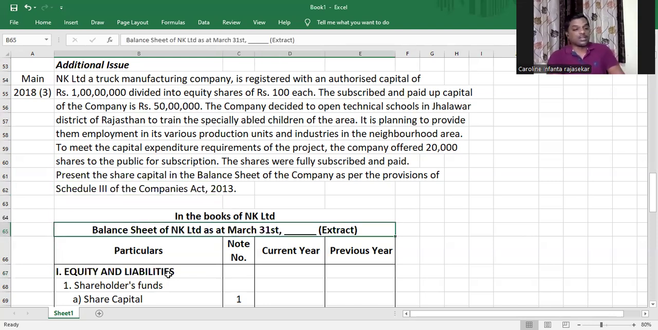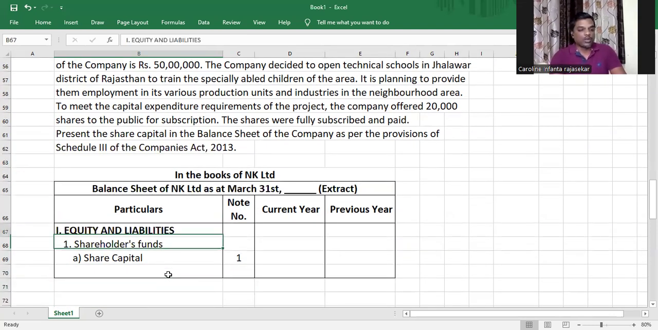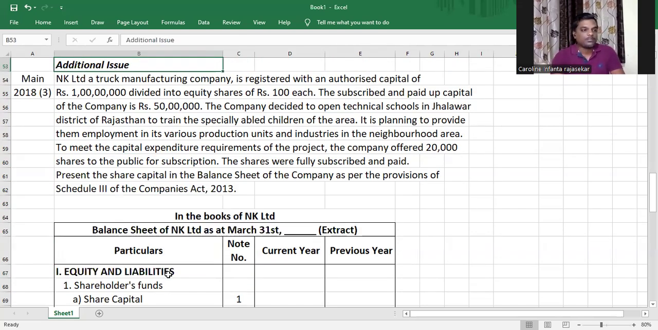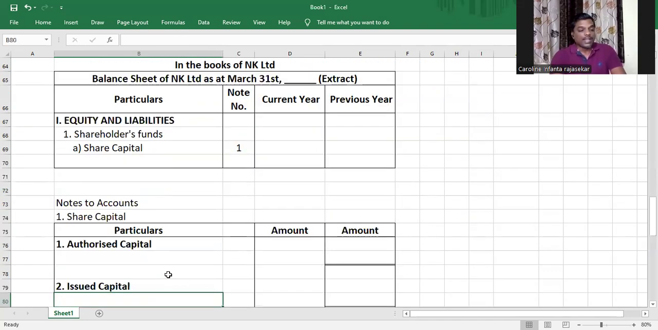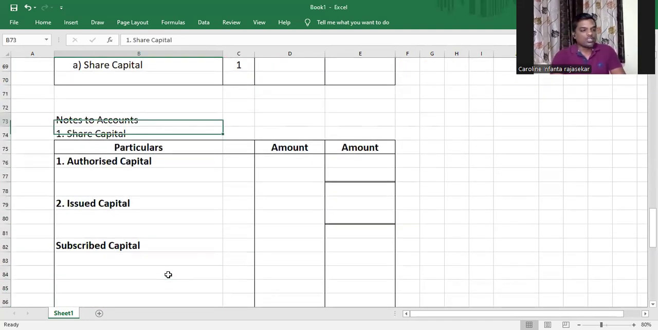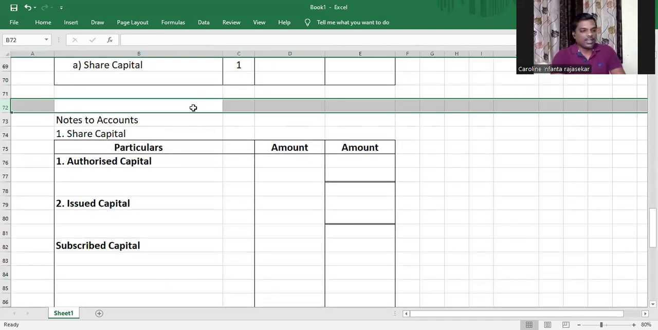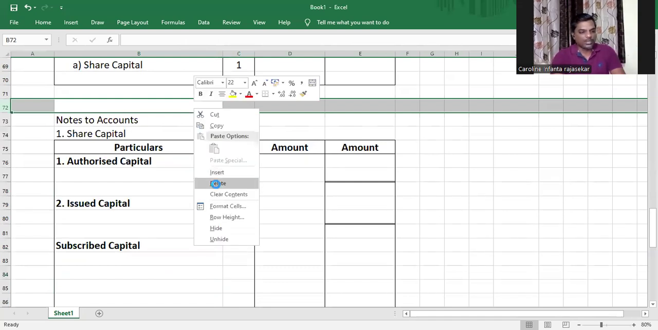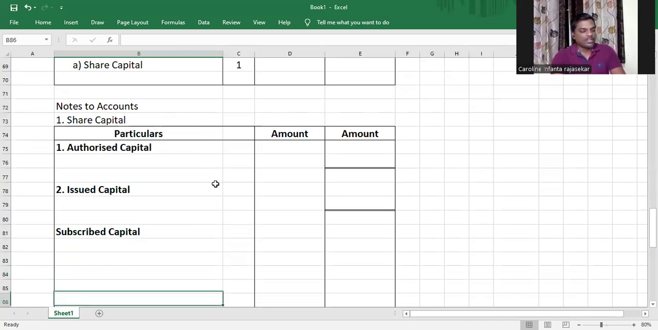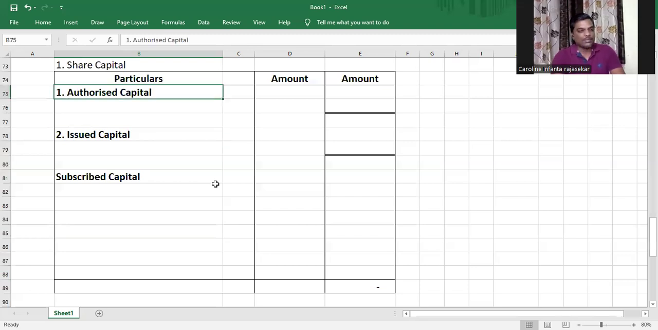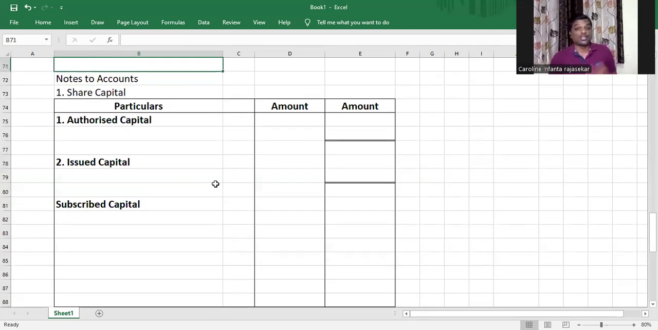The first thing is, I prepared the face of the balance sheet. So I wrote in the books of NK Limited, balance sheet as at NK Limited, and then particulars, equity and liability, shareholders funds, under that share capital. I've written the note number, current year, and previous year. And then I go down to prepare the notes to accounts. As you can see, I have made the notes to accounts table. I have authorized capital, issued capital, subscribed capital. Subscribed capital might be subscribed and fully paid up, or subscribed not fully paid up. I have not put all of that here.